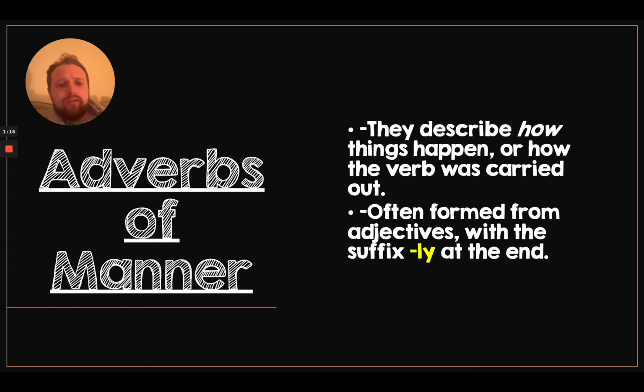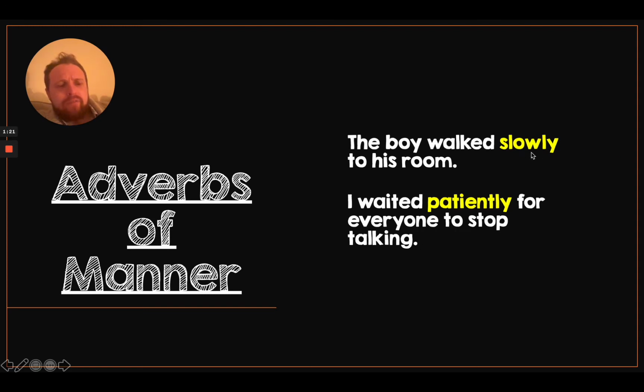Okay, well, they describe how things happen or how the verb was carried out. Okay, so if we look again, the adverb was slowly. It tells you how you were walking. Okay, remember, verbs are the action bit of the sentence. So in this sentence here, walk or walked is my verb. The adverb slowly tells me how I walked.